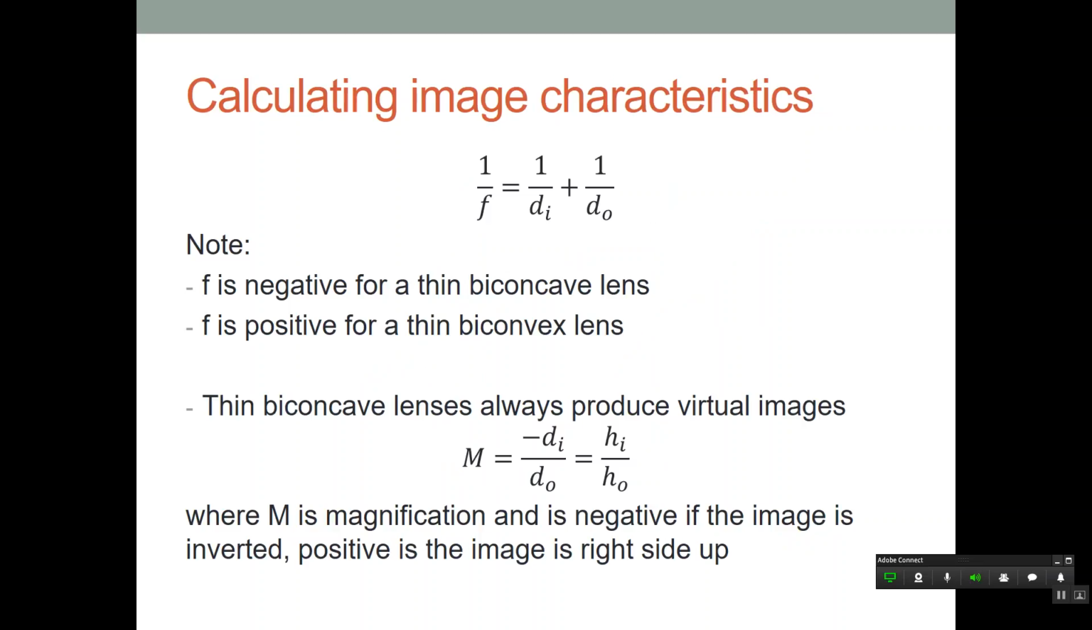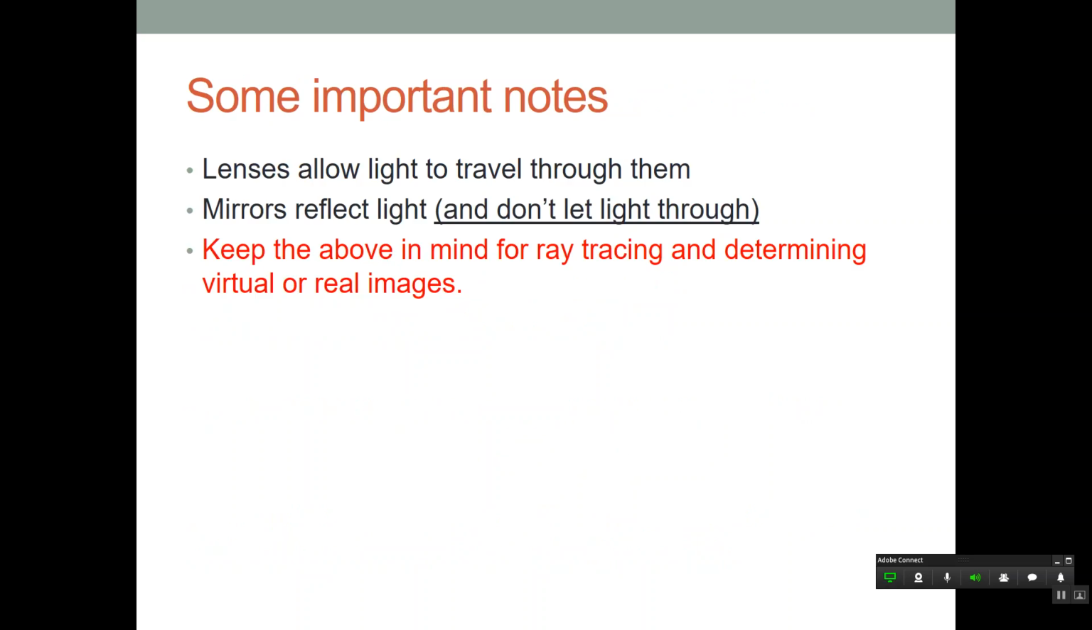F is negative for a biconcave lens here. F is positive for a biconvex lens. So I'm just going to draw those out for you guys so you know which one's which. Biconcave, concave on both sides, convex on both sides. Okay?